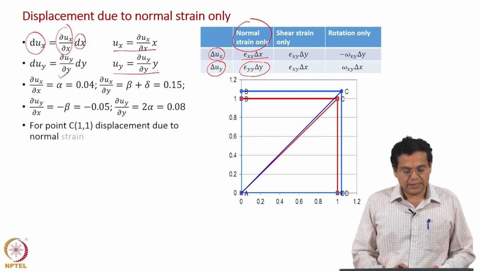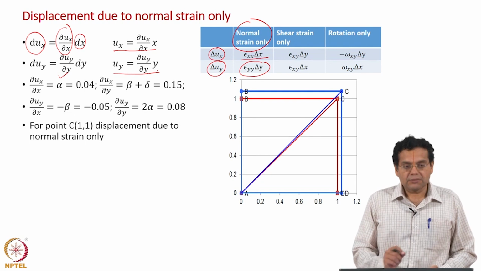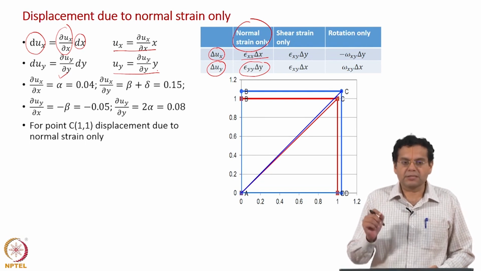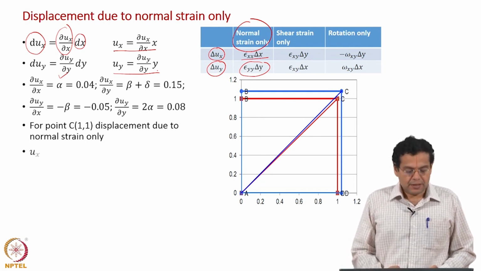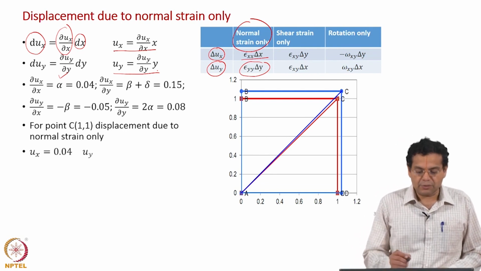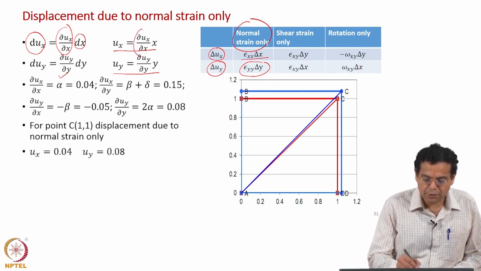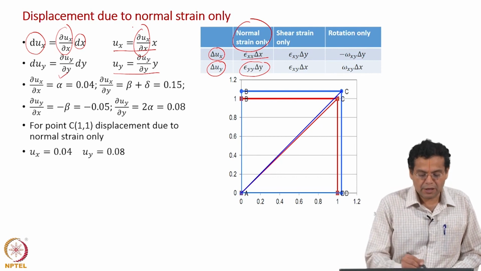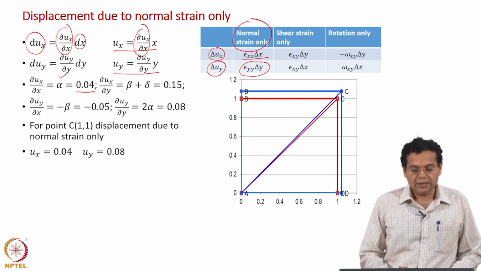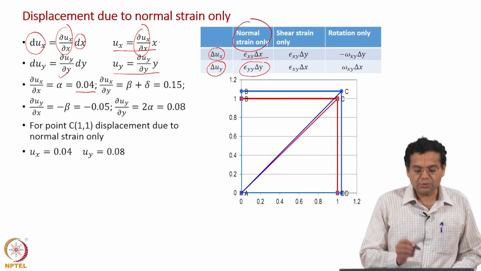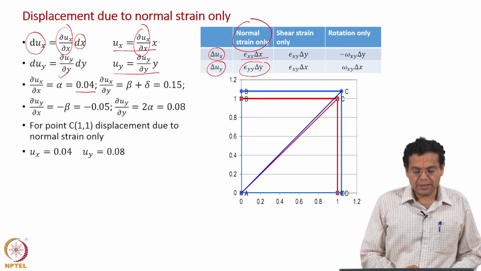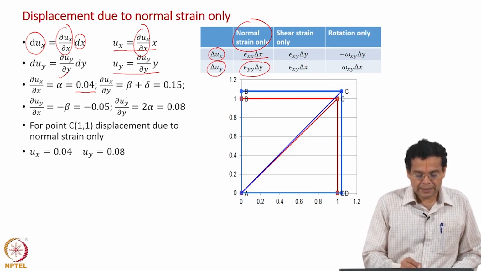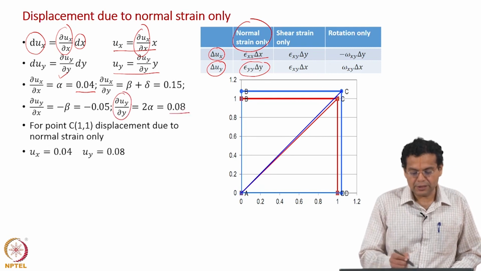Once again I take point C. What is this called? Displacement due to normal strain only. Okay. u_x is equal to 0.04. Why is that? u_x is ∂u_x/∂x, which is 0.04. Straight away the value is here. Of course x is 1. Okay. And what is u_y? ∂u_y/∂y, and that value is here as 0.08 into 1 is 0.08.